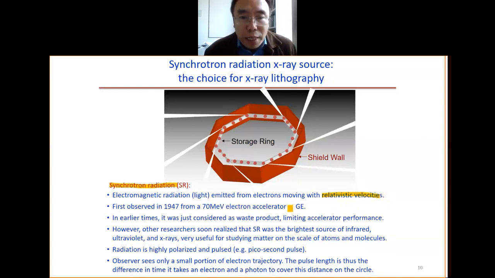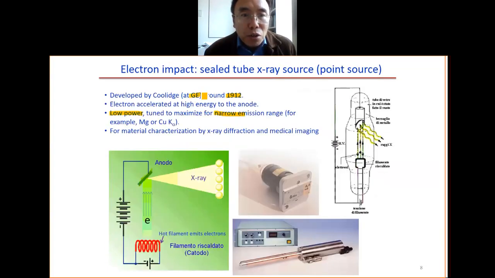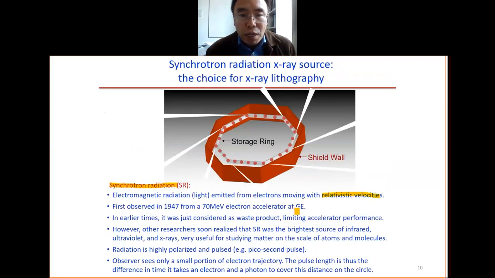This was also observed by GE, General Electric. At that time, in the 1940s, people used the synchrotron to study particle physics. They wanted to give electrons as high energy as possible to study fundamental physics. But because of this radiation, it is difficult to accelerate electrons. When we give energy to the electrons, they do not get accelerated that much because they lose energy as radiation. So at the beginning, it was considered a waste product, limiting the performance of the accelerator.